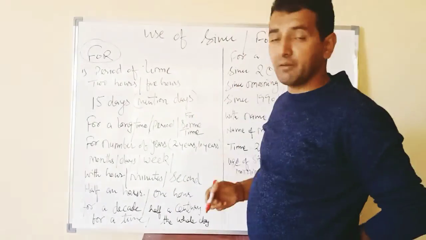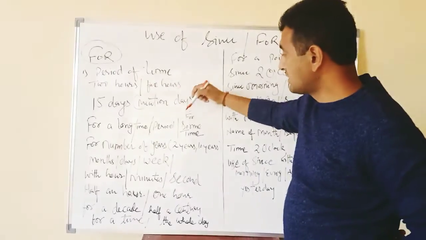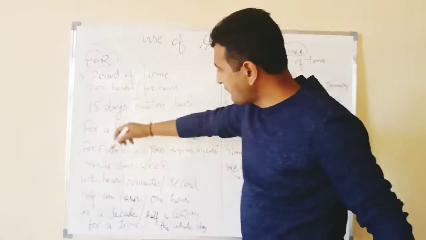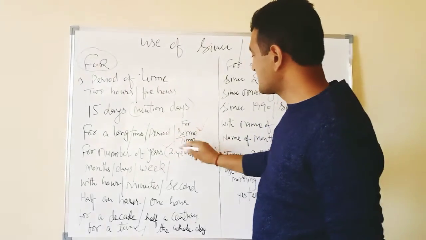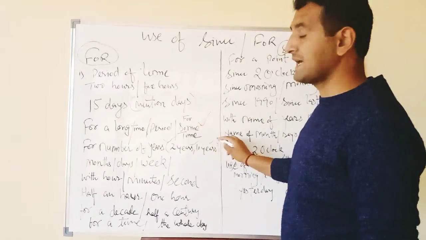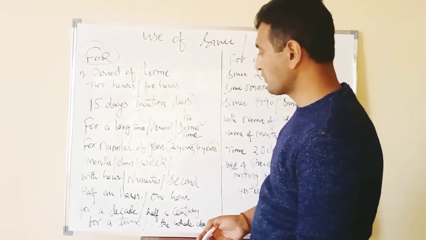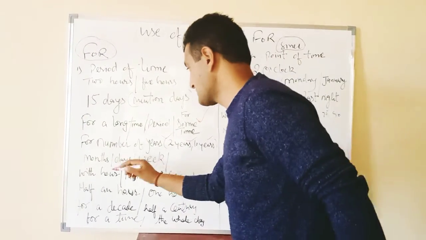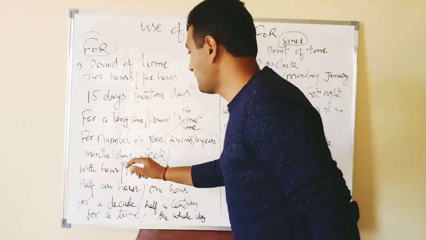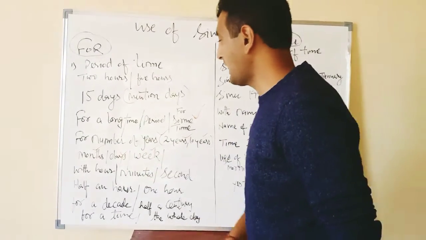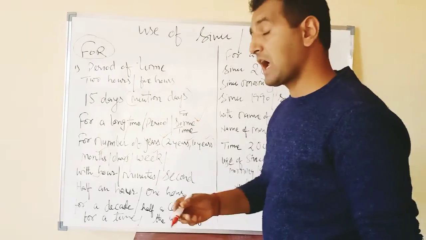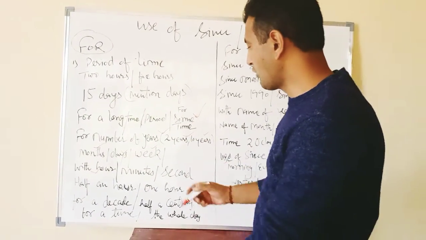For a long time, for a long period, for some time, right? For some time. And for a number of years, like 2 years, 10 years, 20 years, ऐसे कुछ बोलता है when we have to use the for in our sentence. And the number of months, number of days, number of weeks can be used with the for, right? For how we will use, we will try to find out.